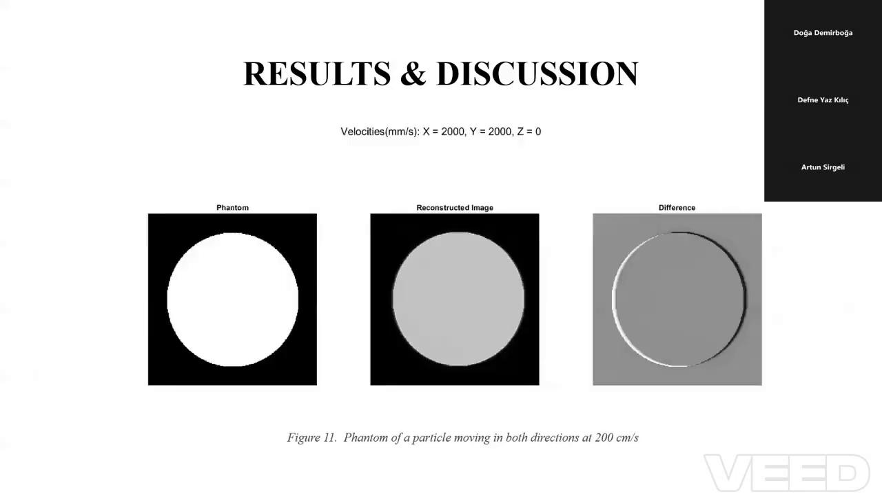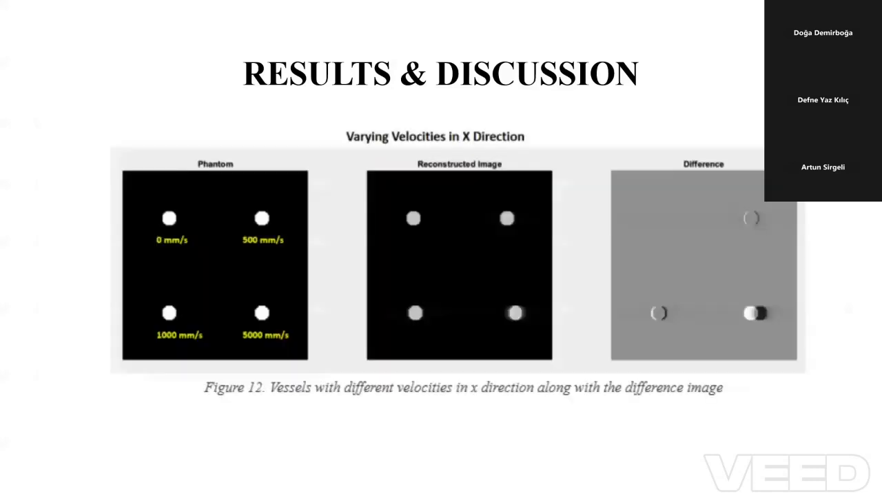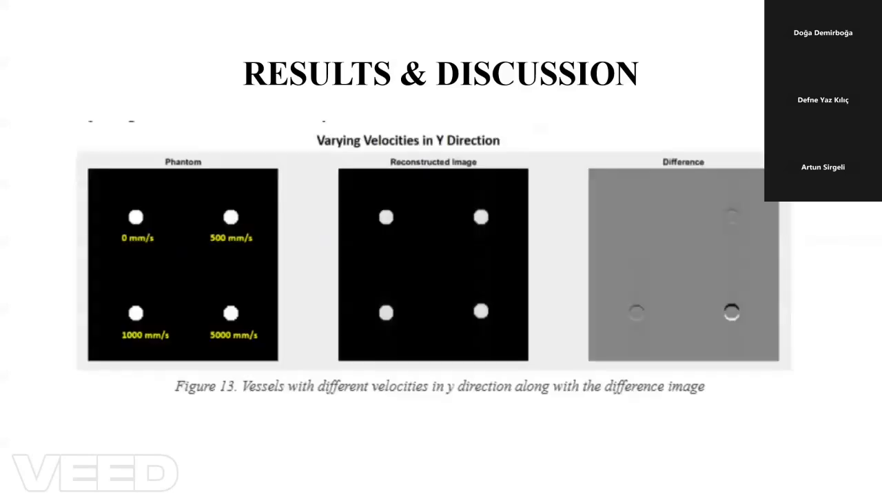And this is again motion in both directions, x and y. And these are blood vessels with varying velocities in the x direction. As we go to higher velocities, the phase shift, the dispersion, and the blurring increases. Similarly, this same thing happens in the y direction.